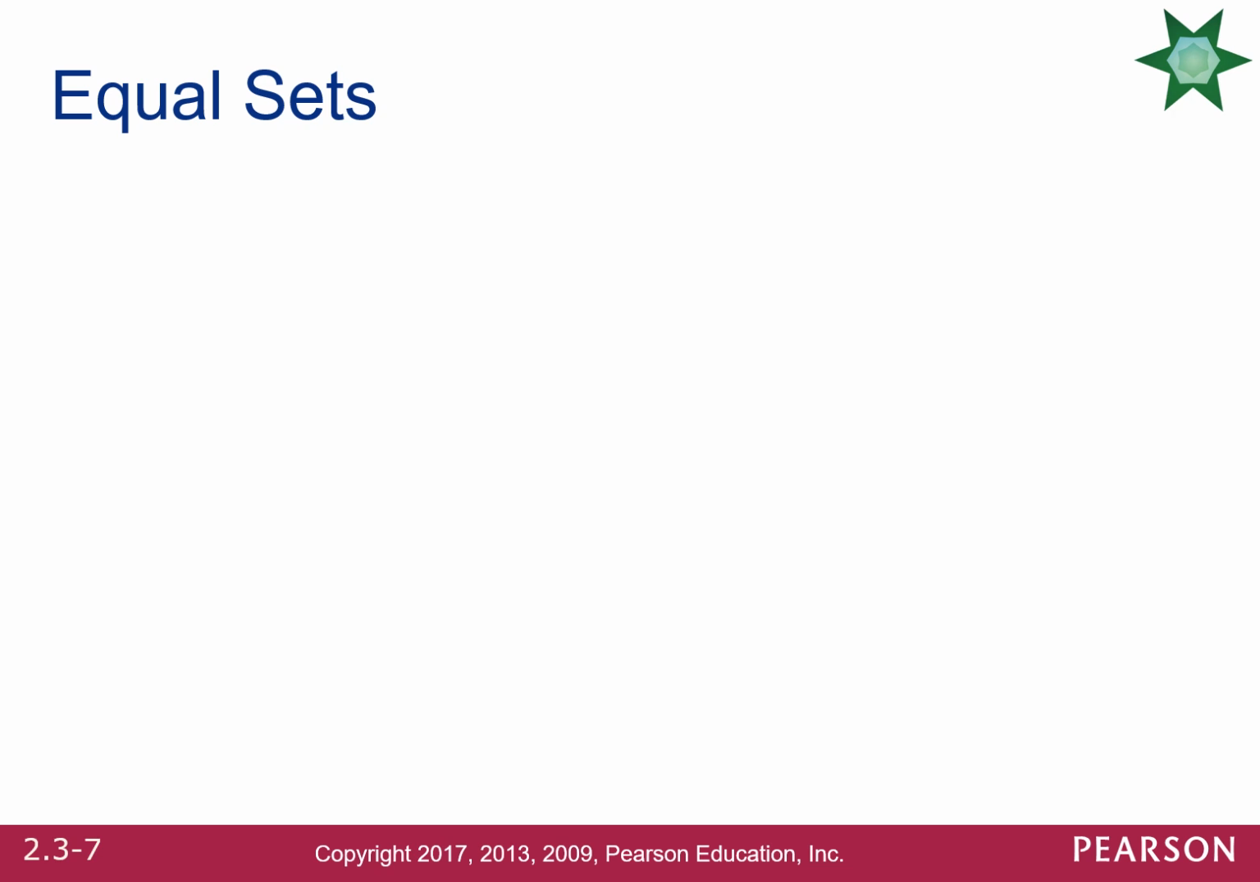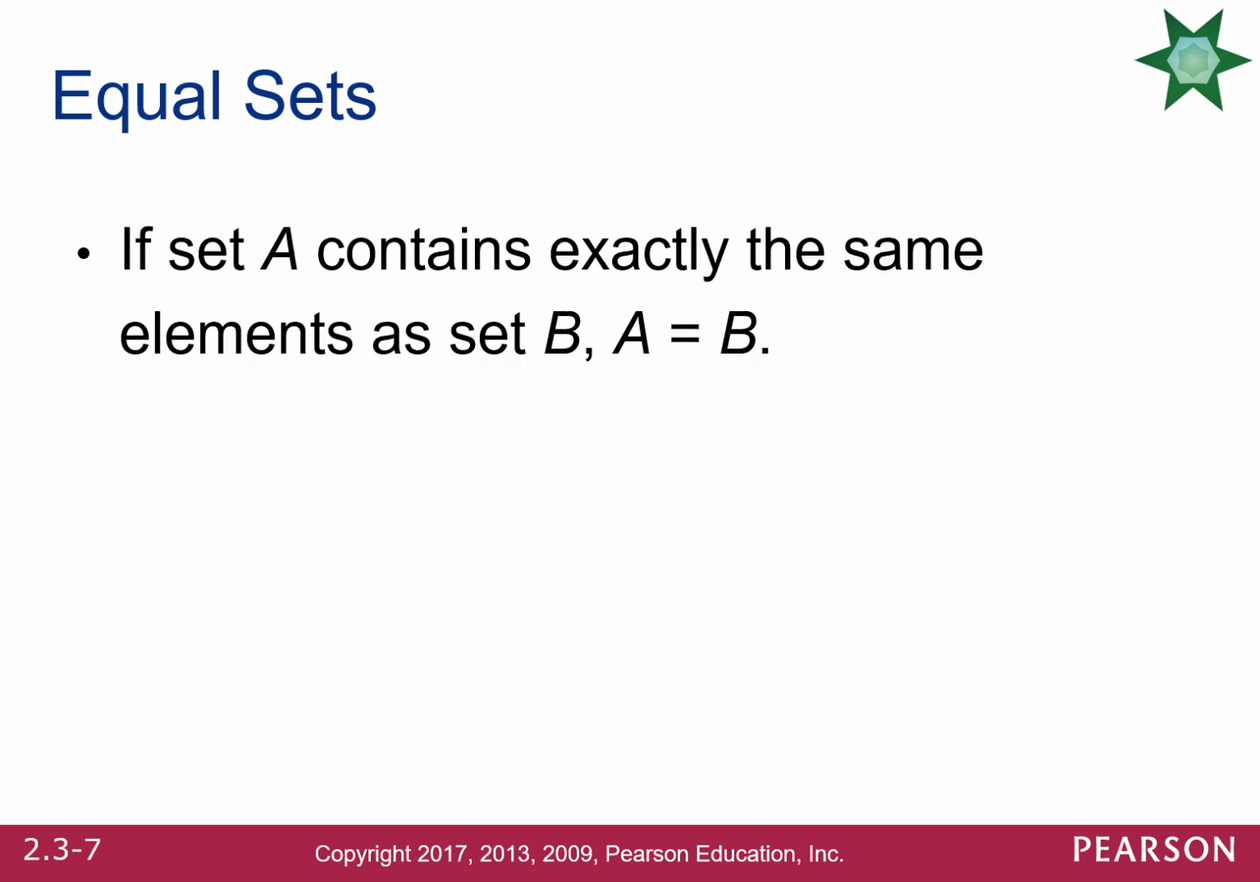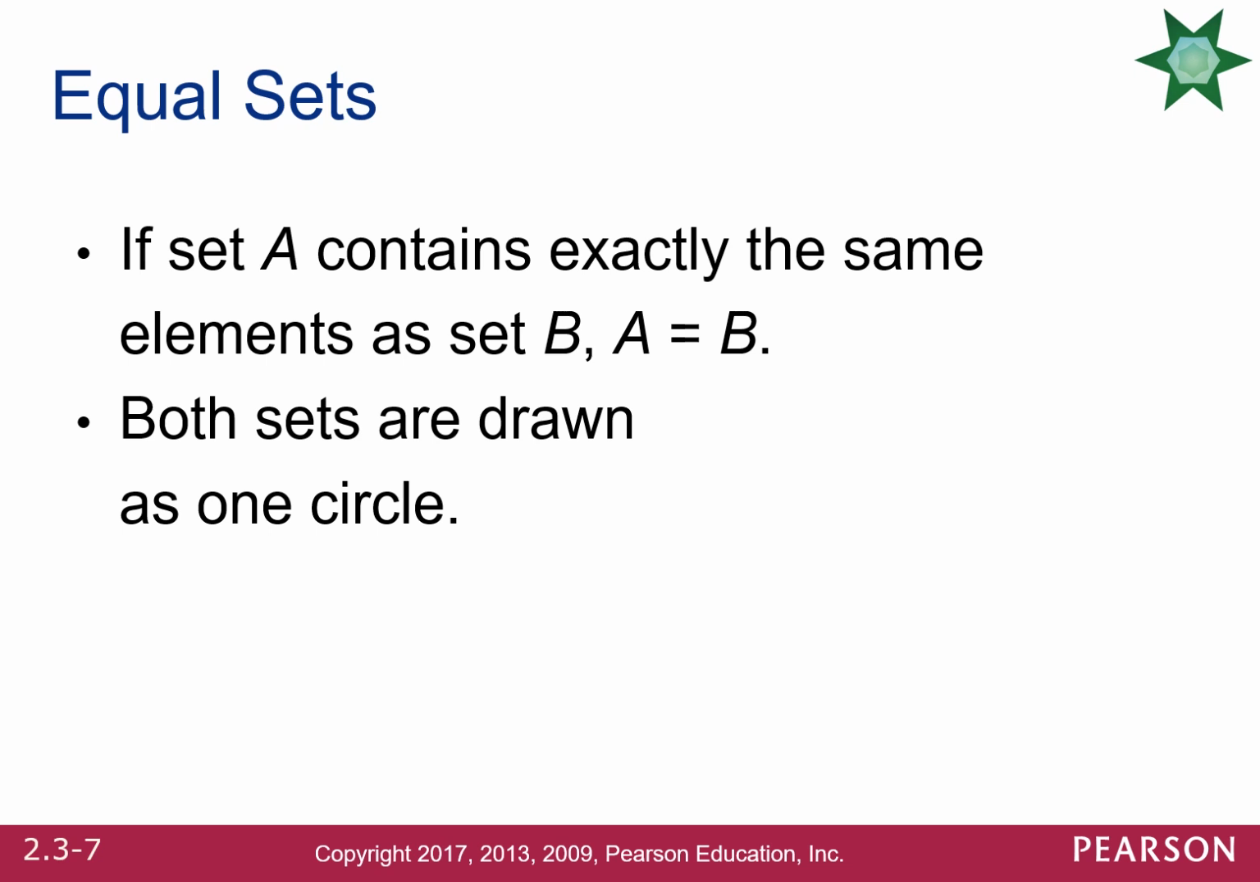Now we learn how to represent equal sets in Venn diagrams. Now recall that equal sets have exactly the same number of elements and exactly the same elements. Whatever set A has, B has the same elements and the same number of elements. In that case, we say that A is equal to B. So over here it says if set A contains exactly the same elements as set B, then A is equal to B. So both sets in that case are drawn as one circle.